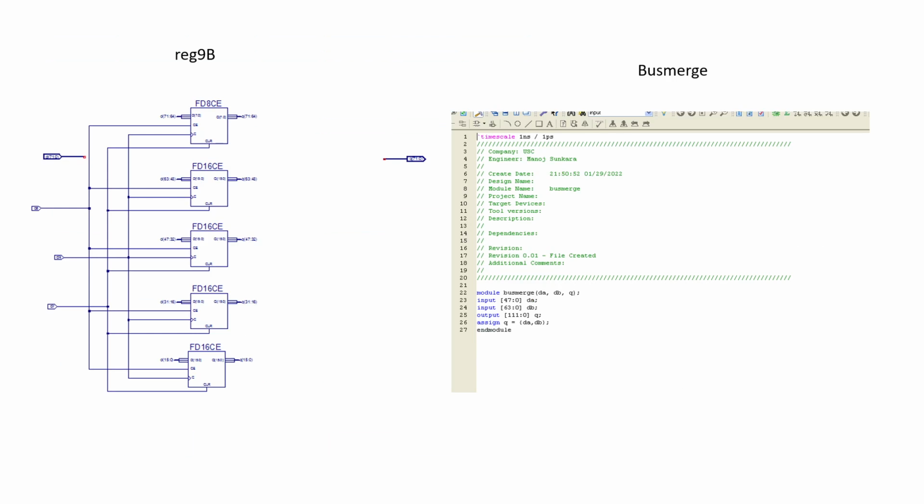The Reg 9B is a 72-bit register that comprises flip-flops with clock, clear, and enable. The bus merge takes in two inputs of 64-bit and 48-bit and gives out a 112-bit output by concatenating the two.